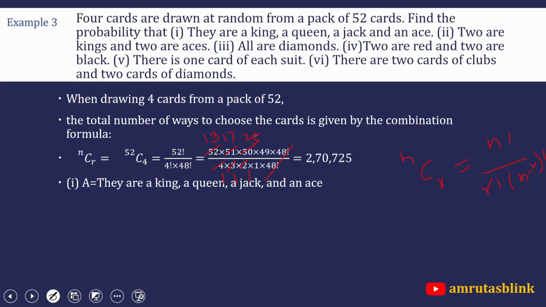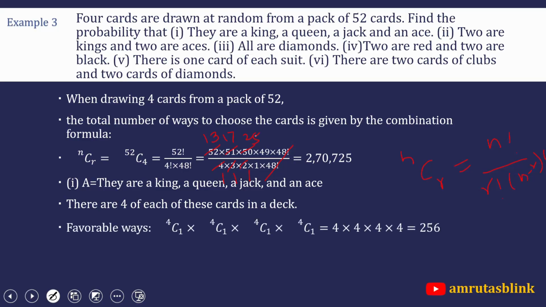Now we will calculate the number of events in all the given scenarios. So let's say our first scenario is there is a king, there is a queen, there is a jack and there is an ace. Now in order to solve all these problems, you just need to understand the composition of the cards in this well shuffled pack of 52 cards. So now we are aware that in a pack of cards there are always 4 kings, 4 queens, 4 jacks and 4 aces.